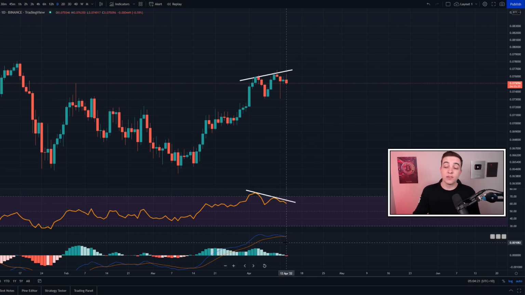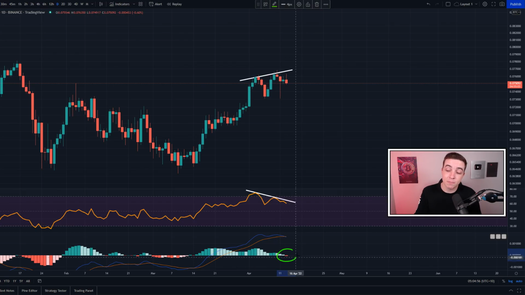And on top of that, if you're looking at the daily MACD on the Ethereum versus Bitcoin chart, right now this indicator is forming a bearish cross, but we still need to see some confirmation here, such as a daily candle close, to actually cement this bearish cross in place.